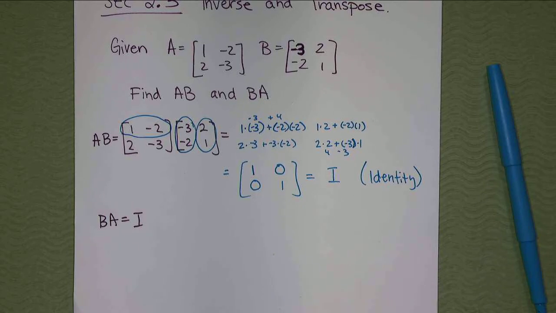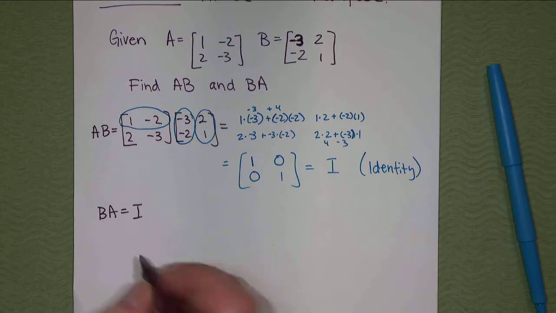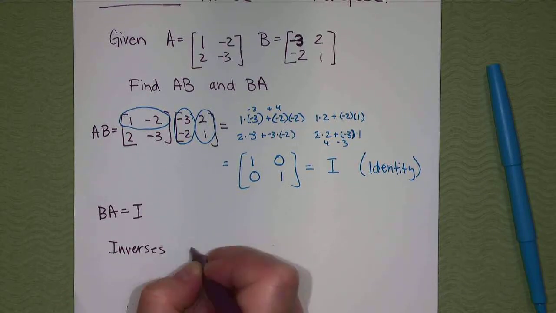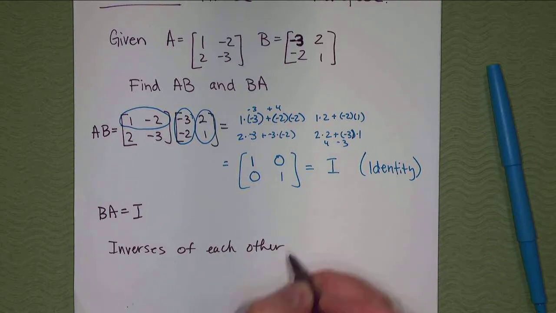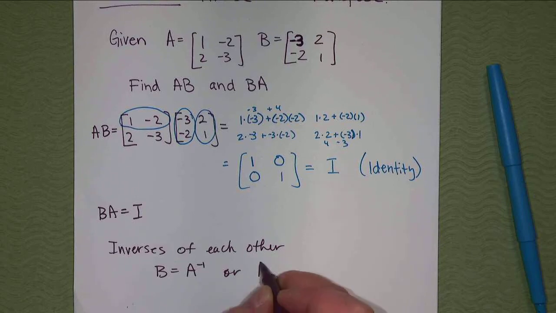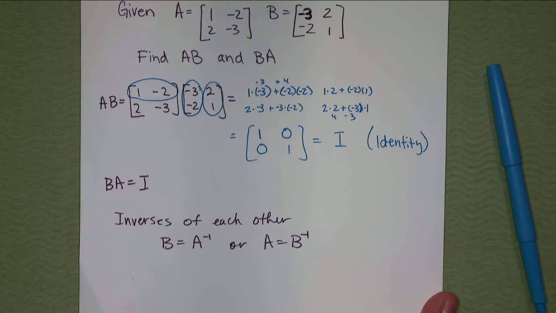Okay, so that's one. So they are inverses of each other. So we could say that B is A inverse, or we could say that A is B inverse, and both would be true. Right, they are the inverses of each other.